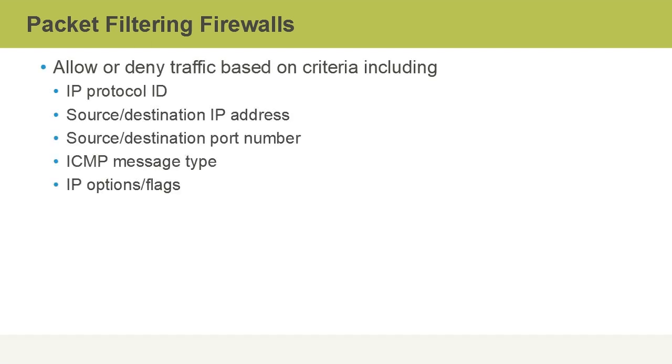When we configure a packet filtering firewall, we allow or deny traffic based on criteria, which includes things such as an IP protocol ID, which implies what type of packet this really is, or a source and destination IP address, that specifically would apply to layer 3 of the OSI model. We might also have a source and destination port number, an ICMP message type, IP options and flags, and so on.